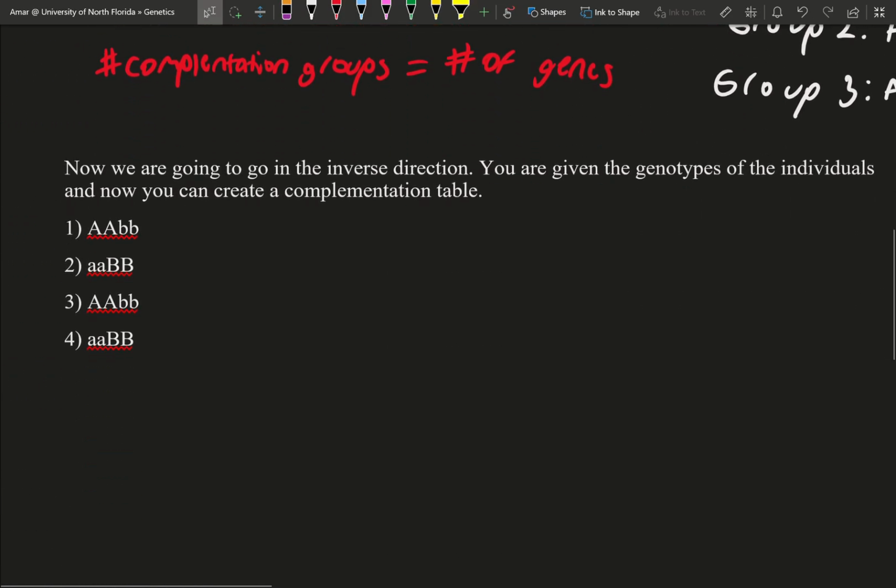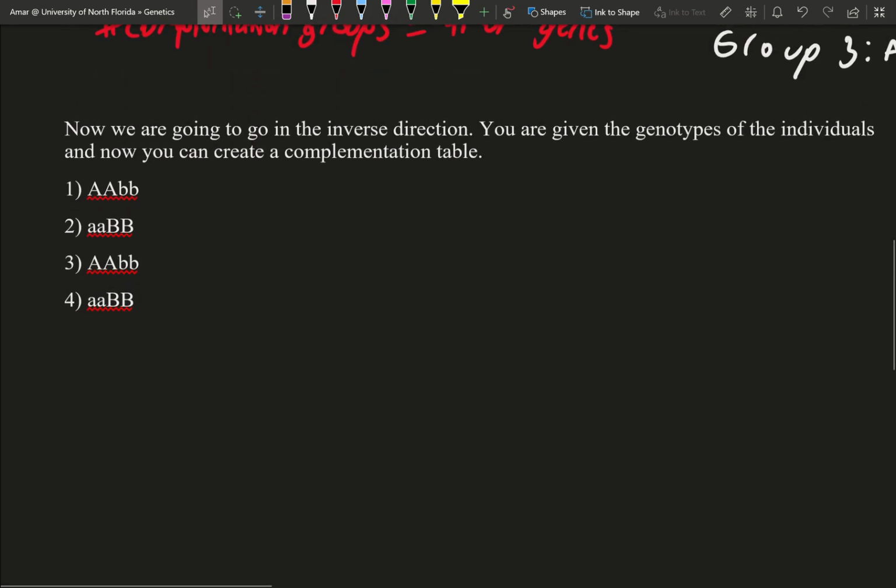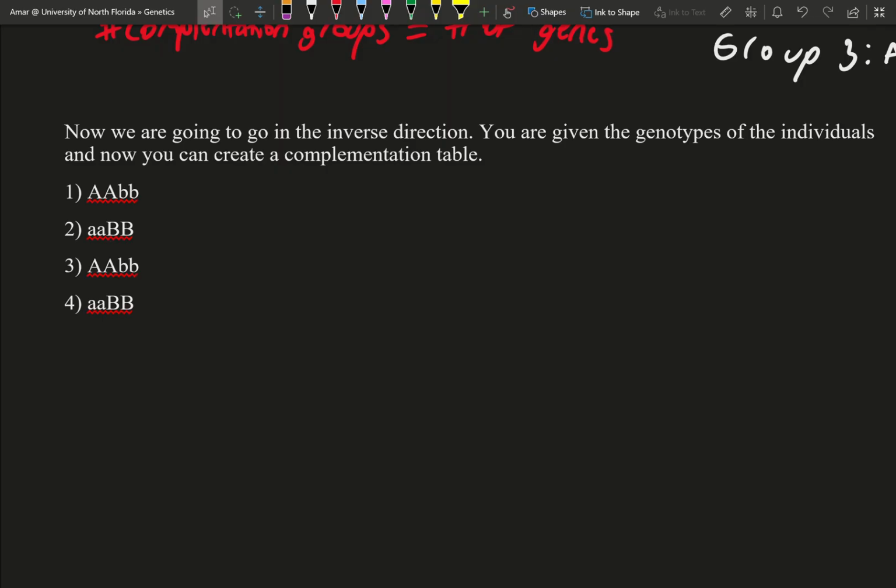So let's do another problem where essentially we have to make a complementation table. Now this one is pretty easy. What you want to do is combine the individuals in the same group. So remember, if they're recessive at the same gene, they must be in the same group. So these guys are in the same group. So when you cross 1 and 3 together, you should see a minus. And when you cross 2 and 4 together, you should see a minus. But then any other combination of crosses, you will see pluses, okay? So let's make that table.